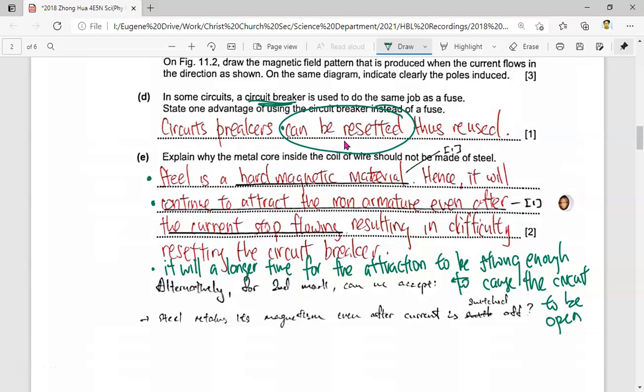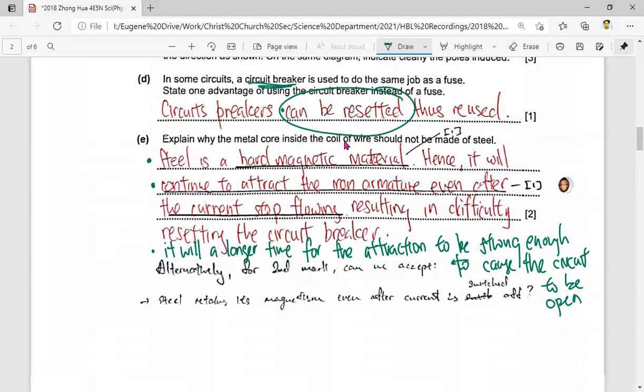So one thing is really to talk about steel being a hard magnetic material. So some of you may say, "What if I write steel is difficult to magnetize and demagnetize?" So that point that you've written is actually just explaining that it's hard magnetic material. The second part really is to explain what's the deal about it being a hard magnetic material. So this is part E, so take note of it.